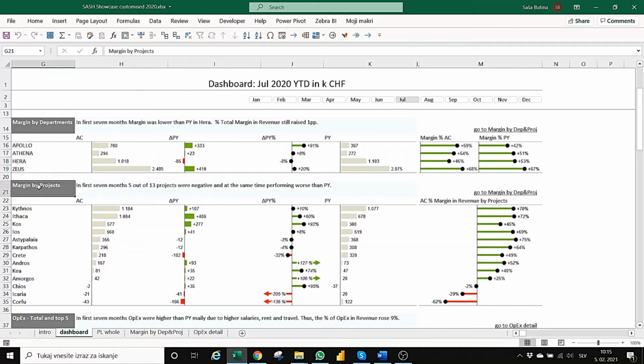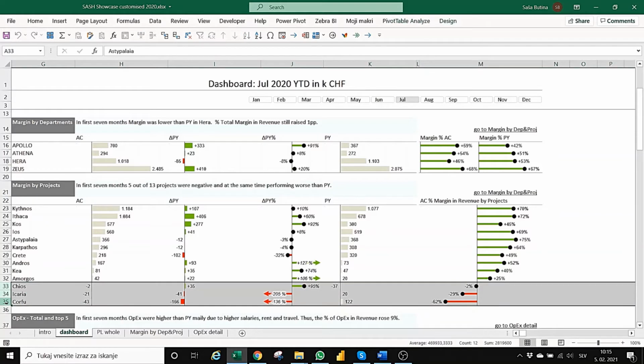Here we have the same KPI, margin, but by projects. They are sorted by the height of margin generated this year, and we can immediately see which of them performed better, this green, and which of them performed worse, this red. Besides, we can also instantly see which of them generated negative margin, which is alarming.